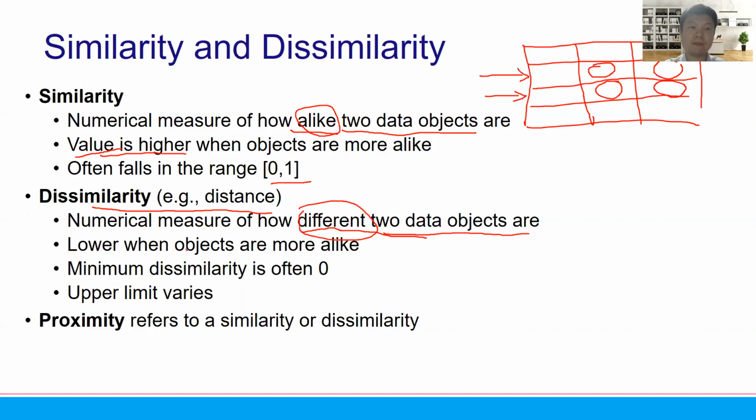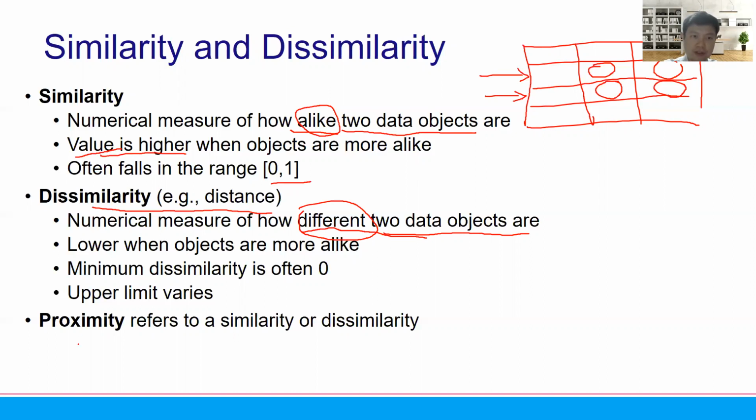It is lower when objects are more alike. So the value should be lower if two objects are more similar. The minimum dissimilarity is often 0 and the upper limit varies. So the upper limit can be more than 1. It can be 5, it can be 10, and so on.